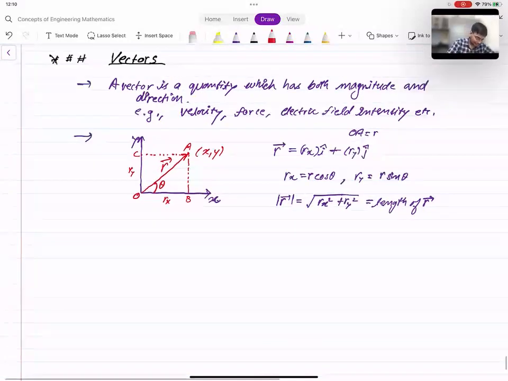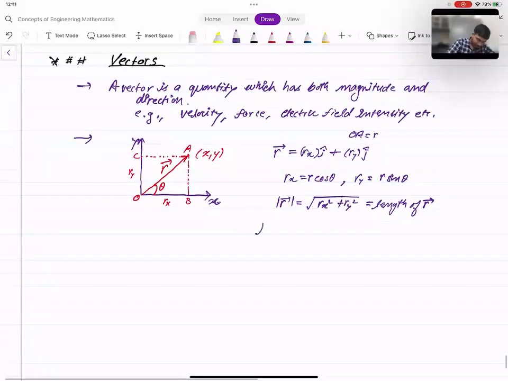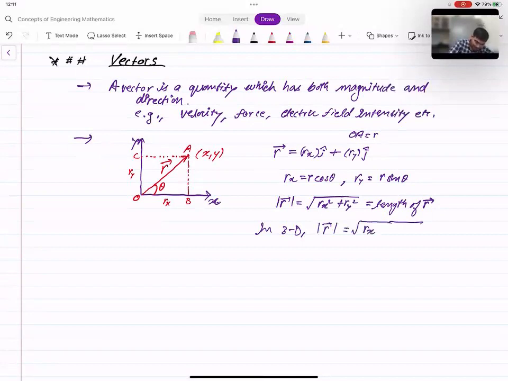And in 3D also we can write the magnitude. Again the magnitude is given in a similar manner, only there will be an additional term for the z axis. So this will be the square root of Rx square plus Ry square plus Rz square. Simply it is extended to the 3D form. So in this way, the vectors can be represented and resolved.